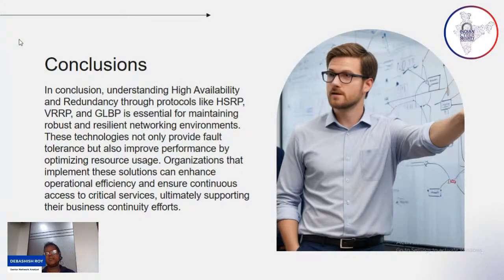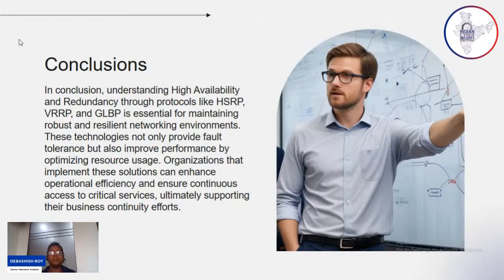So we can conclude that understanding high availability and redundancy through protocols like HSRP, VRRP, and GLBP is essential for maintaining robust and resilient infrastructure in your network, because this fault tolerance should be there, and it also improves performance by optimizing resource usage. You are not using every resource at the same time, but you are load balancing, so it improves your performance. Organizations that implement these solutions can enhance operational efficiency, ensure continuous access to critical services, and boost your business as well. So that is the theory part for these protocols.